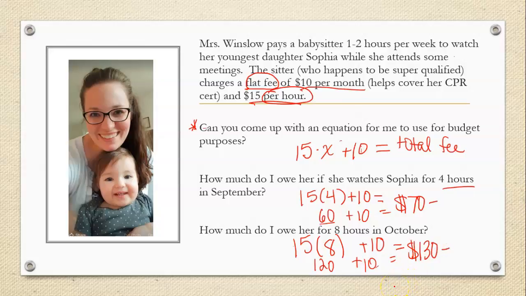Now I put this example in here because I actually used this. Last year when I was teaching, my older daughter was in school and I had a sitter come in a few hours per week and watch Sophia. And I was like, you guys, look, I made an equation. So I wanted to show you that it's an actual real world application that you can use when you're doing budget purposes. You can help your parents come up with some budget items there, you should do that. Pretty cool.